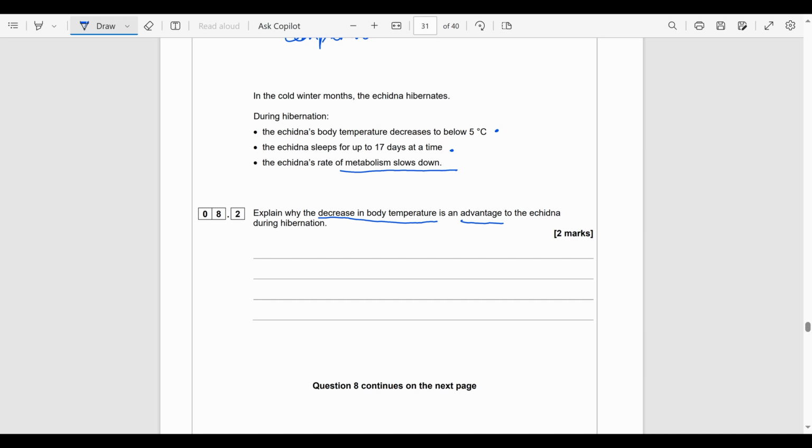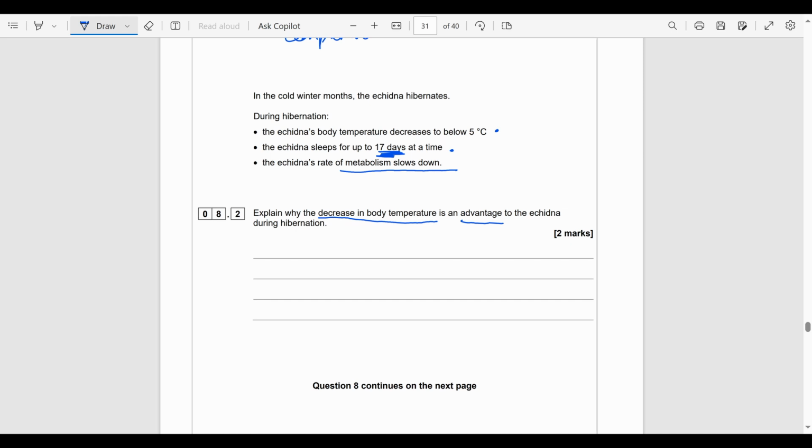So what that means is the echidna is going to need to use its energy to keep itself alive. But the echidna, if it's hibernating, is not actually eating. So that means it's got to get its food from whatever stores that it has. So, for doing that up to 17 days at a time, it needs to have this metabolism slowing down. If the metabolism was really fast and it was sleeping up to 17 days at a time, then all the energy that it had stored will be used very quickly, and then it wouldn't be able to survive.